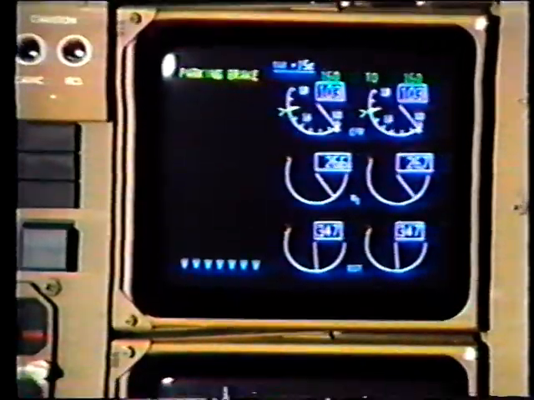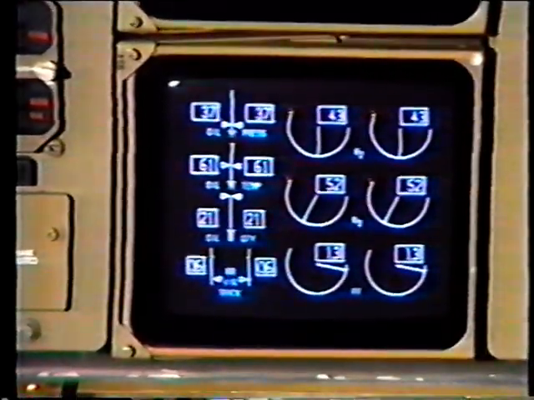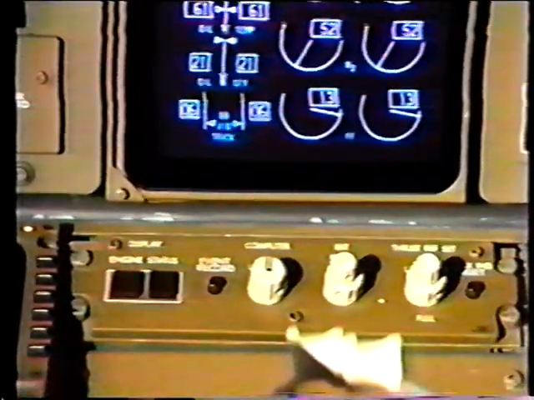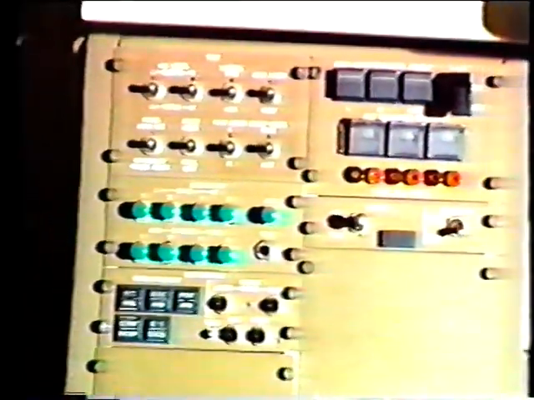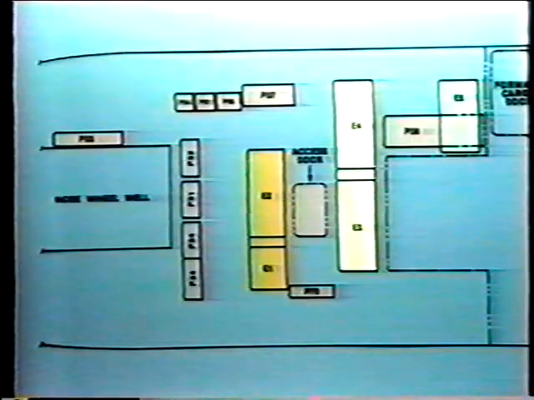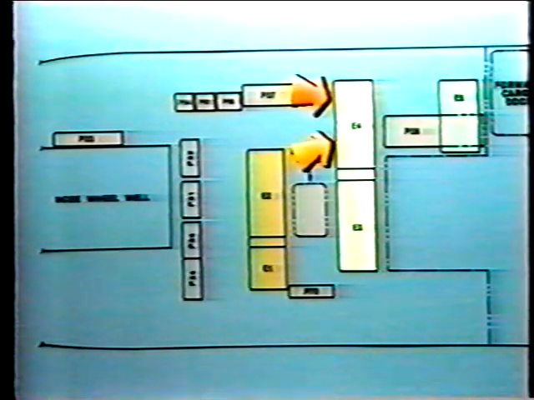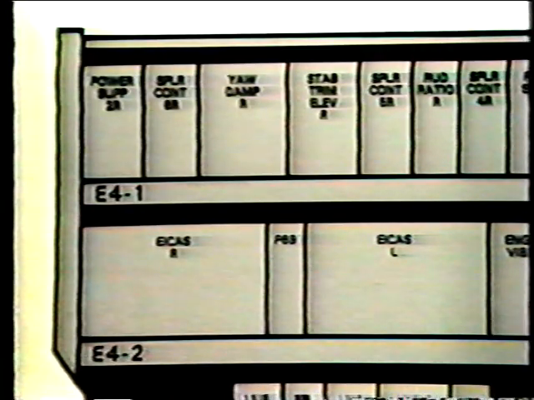The basic ICAS system is composed of two cathode ray tube displays, or CRTs, a display select panel, a maintenance control panel, and two computers. The left and right computers are located in the Main Equipment Center, in the E4-2 rack. Located between the two computers are the upper and lower display switching modules.